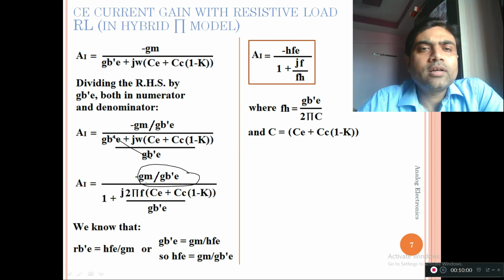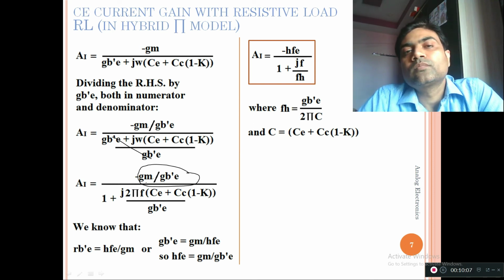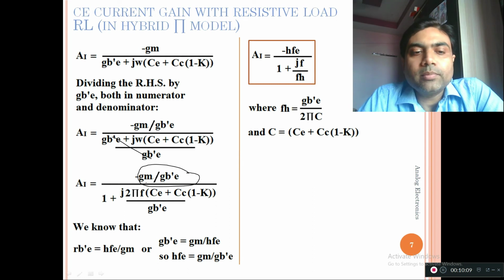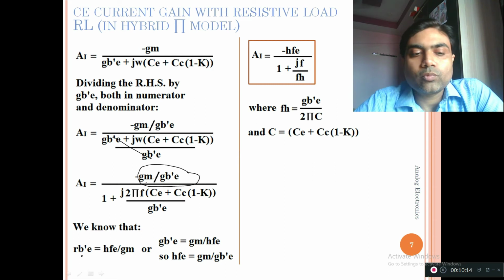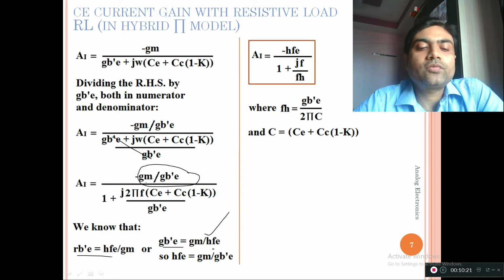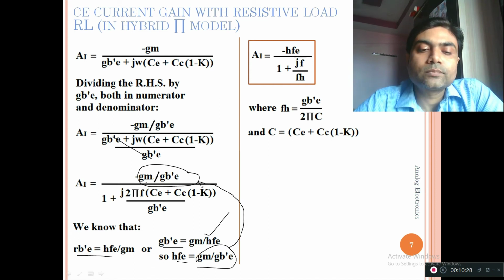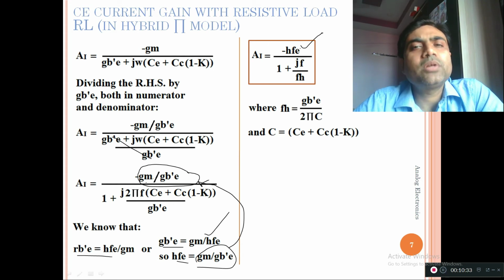So I am repeating again, go through the previous lecture in detail so that you can relate it in a more illustrative and comfortable manner. So gm upon gb'e, again we can find out the relationship. What is rb'e? rb'e is nothing but hfe upon gm, so we can calculate gb'e as gm upon hfe, and from this relation hfe is nothing but gm upon gb'e, so we can replace this value here. So ultimately this minus hfe comes out for me, which we have done in the previous case as well.